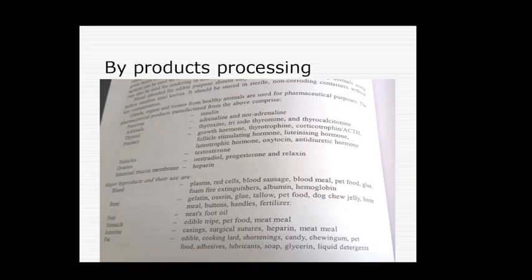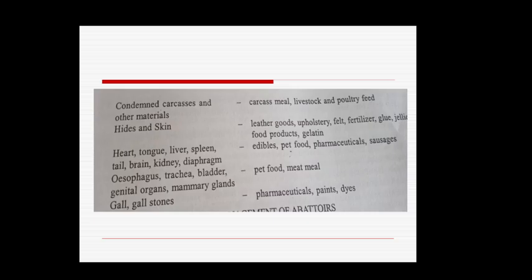handles, and fertilizers. From feet, we can have the neat's foot oil. Stomach, we can have edible tripe, pet food, and meat meal. Intestine, we have casings, surgical sutures, heparin, meat meal. And fat, we have edible cooking lard, the fat to cook, shortenings, candy, chewing gum, pet food, adhesives, lubricants, soap, glycerin, liquid detergents. Condemned carcasses, we have the carcass meal, livestock and poultry feed, hides and skin, leather goods, upholstery, felt, fertilizer, glue, jellies, food products, and gelatin.